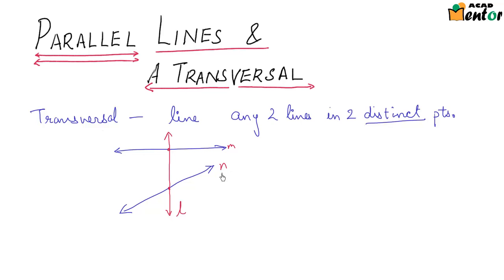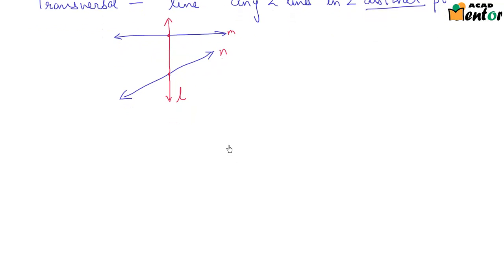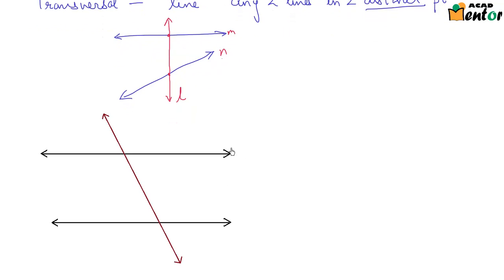But here we'll talk about two parallel lines and then a transversal cutting them. So if I have to draw a figure, it would be something like this. Let's say this is our figure. Here, let me call this one line M, this is line N, and this maroon line is line L. Now we see that M and N are intersected by L at two distinct points. One here, the other one here. So L is a transversal to M and N.